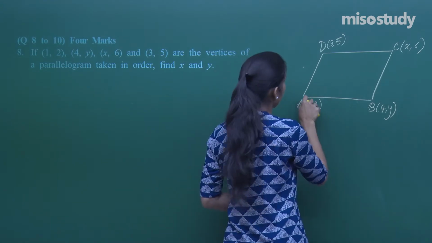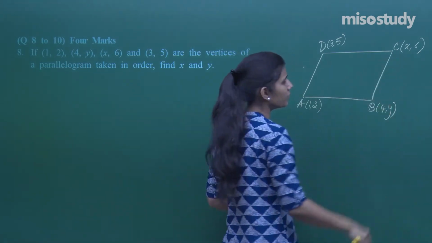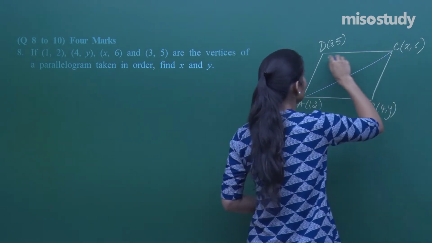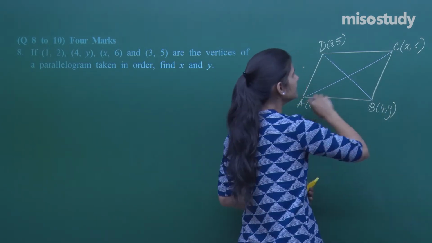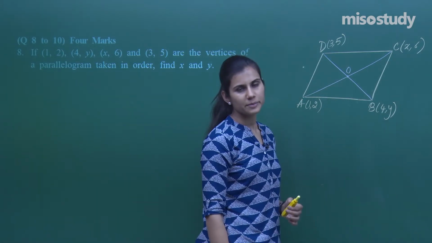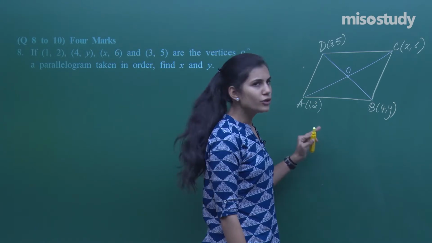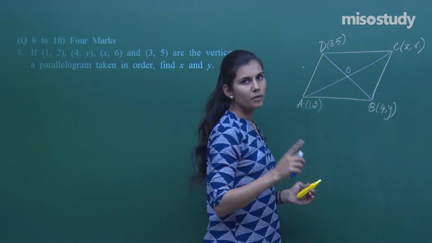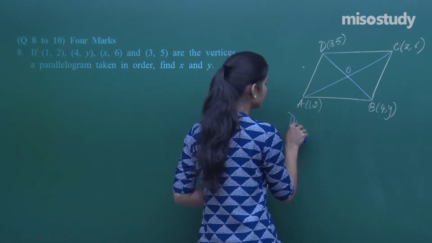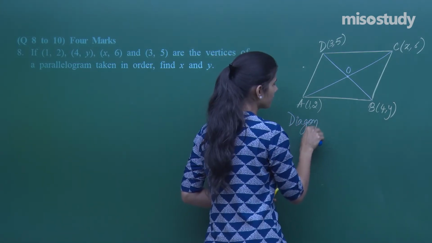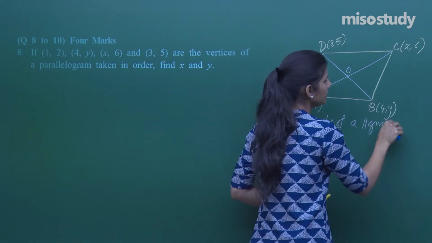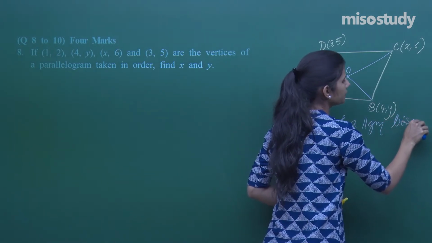Okay. How am I going to compute the value of x and y? I use the fact that if I join A and C and I join D and B, these two are actually going to intersect at O, and these two are the diagonals of this ABCD parallelogram. I am going to use the fact that diagonals of a parallelogram bisect each other.